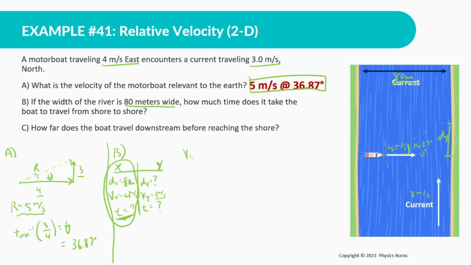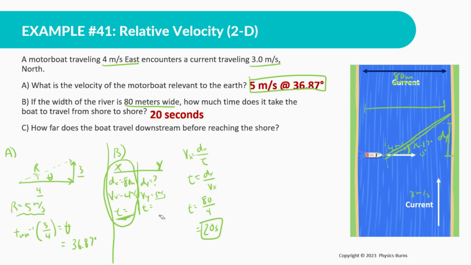Velocity in the x equals distance in the x divided by time. Then I could manipulate this a little bit: time is equal to distance in the x divided by vx. So time is equal to 80 divided by 4, which gives me 20 seconds. What's important to know is it's going to take 20 seconds to get all the way across, and it's going to go in this diagonal motion, but it's going to take 20 seconds to get all the way across.